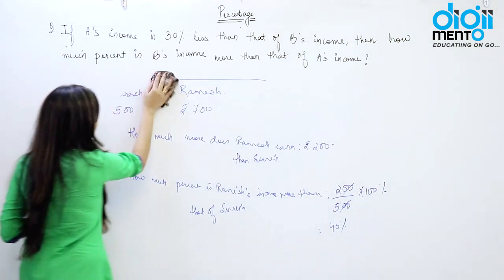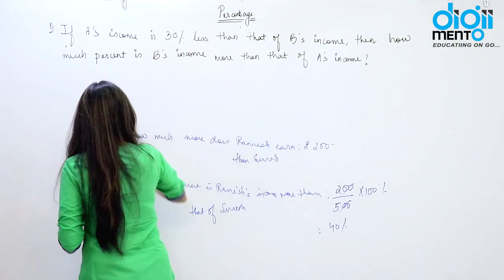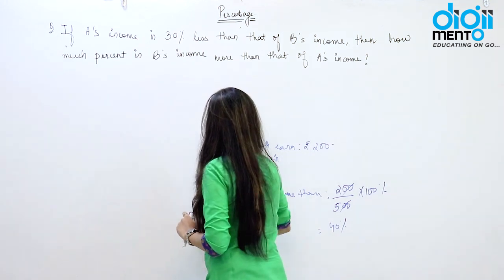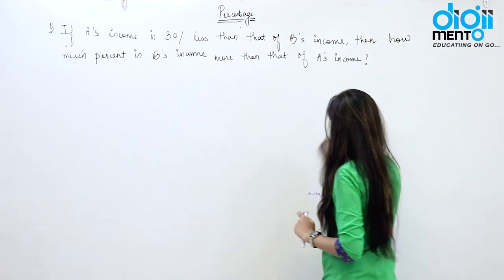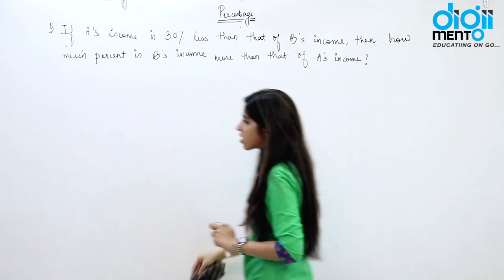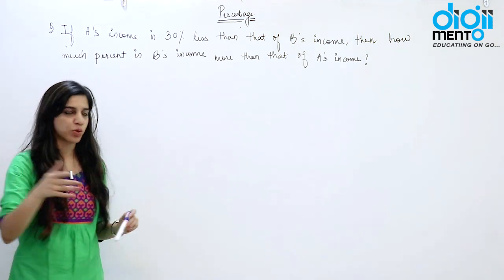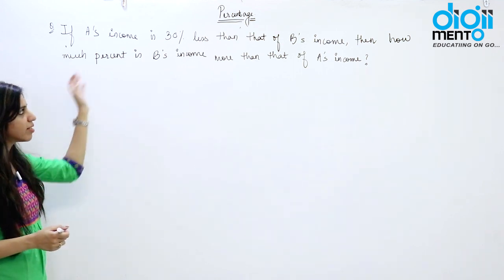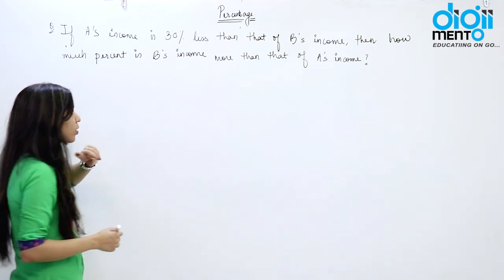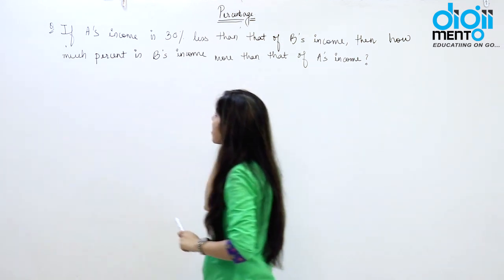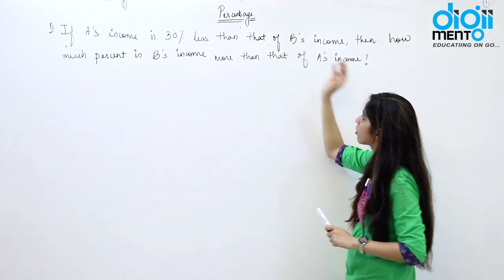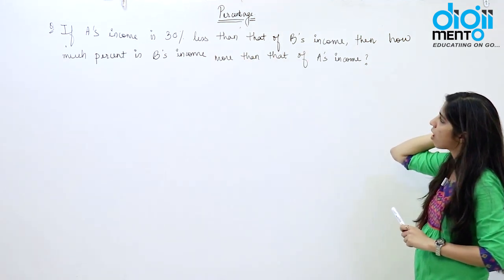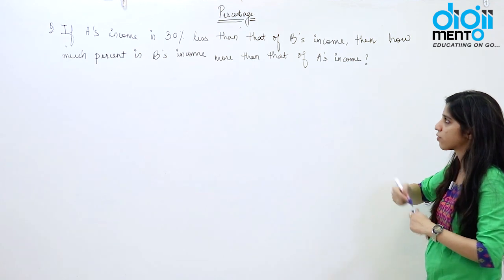Now we come back to our question. What I was saying is, whenever you have questions of this kind where you do not need to find any absolute value, you just assume the salary, income, whatever they are saying, of one person to be 100. Read this question once and then we decide what to assume. They are saying A's income is 30% less than that of B, and how much percent is B's income more than that of A.